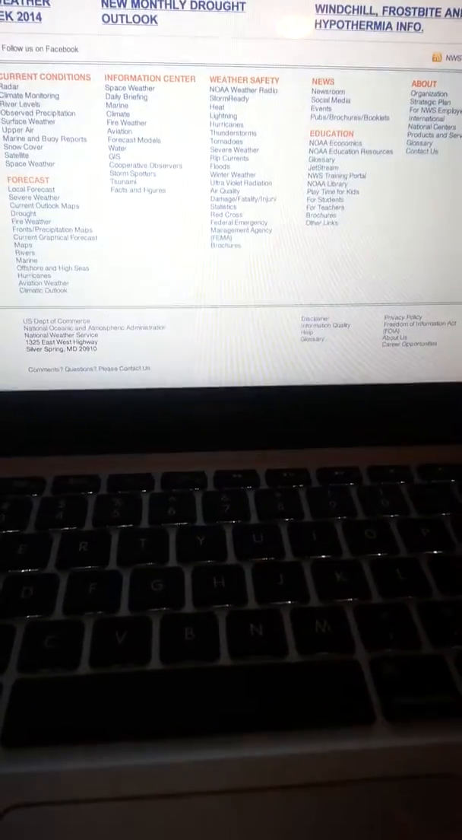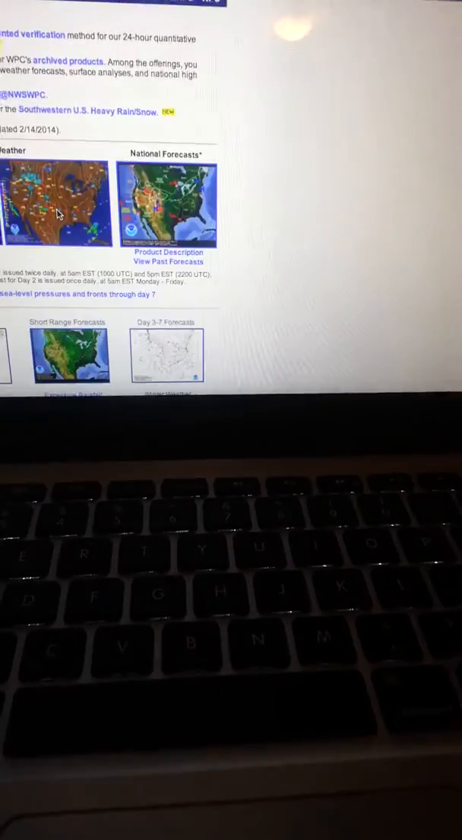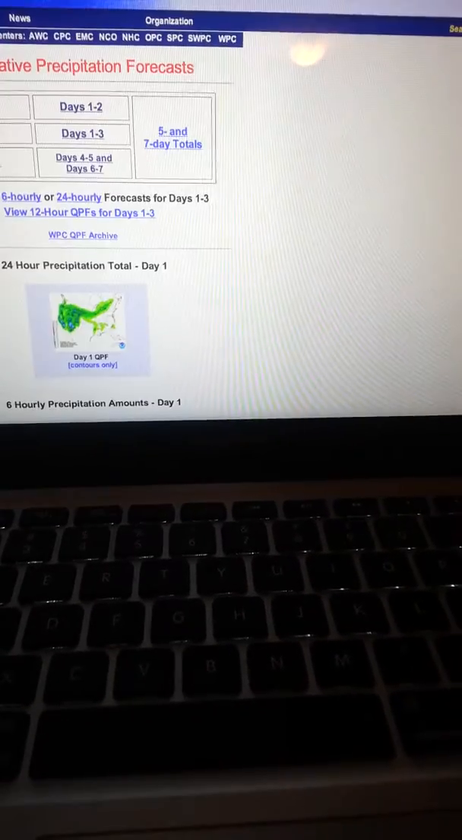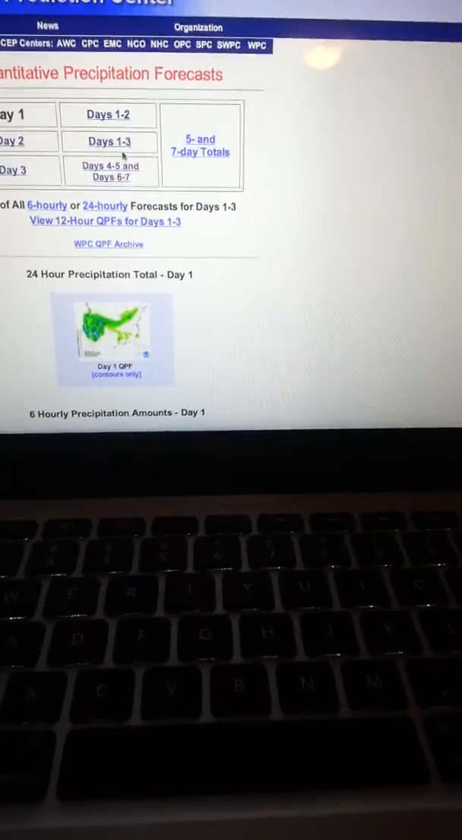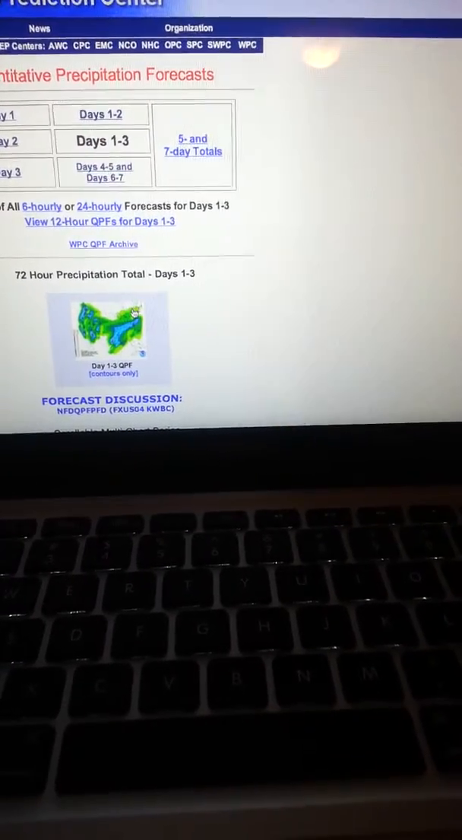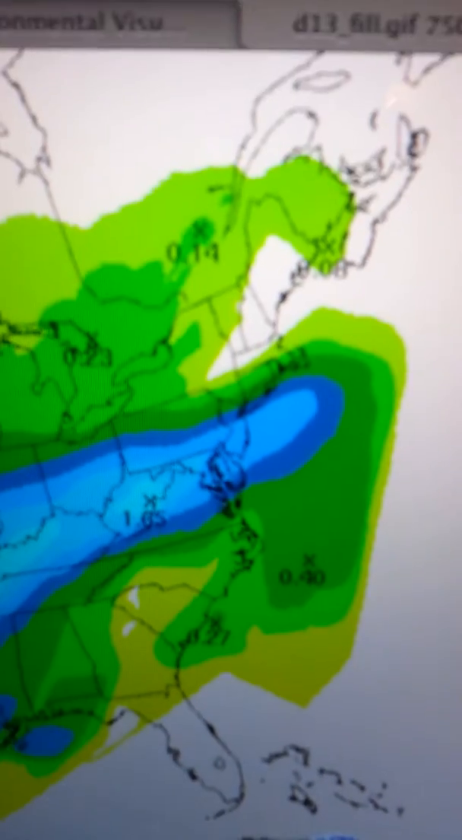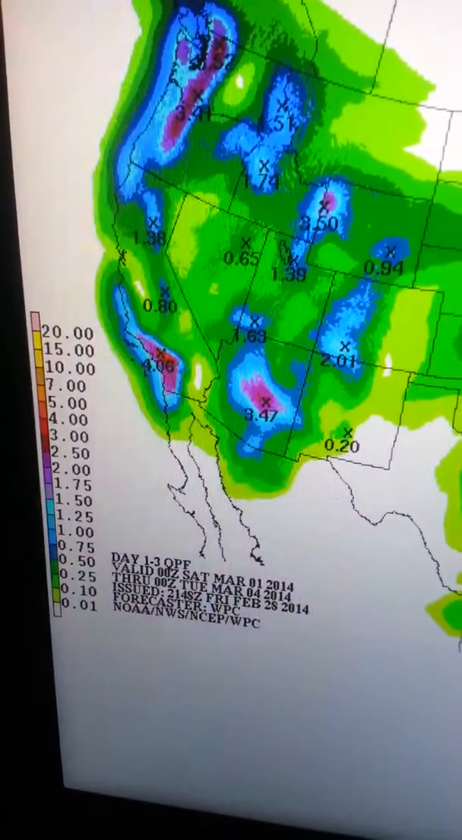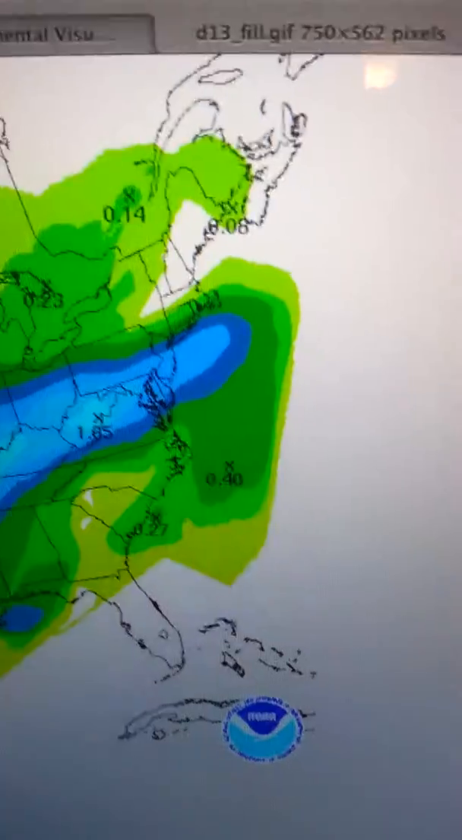Another thing I want to show you is our quantitative precipitation forecast. That tells us the amount of liquid we will receive from the storm, and we use this to forecast our snowfall amounts. So let's go here. If you look really close, we're in a darker blue for that. That's a half to three-quarters of an inch of liquid. And you're like, what does that have to do with anything?